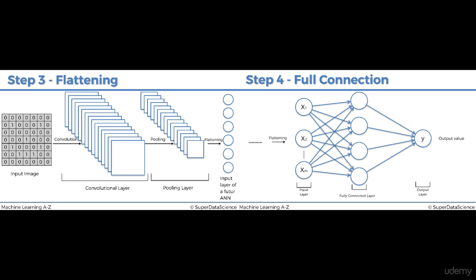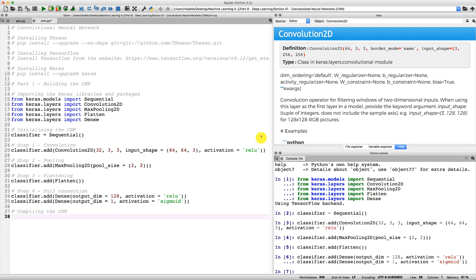Alright, so now we added all the layers in our convolutional neural network, and so now we just need to compile the whole thing by choosing a stochastic gradient descent algorithm, a loss function, and eventually a performance metric. So let's do this. We already know how to do it since it was the last step of the building process of our ANN in the previous section.